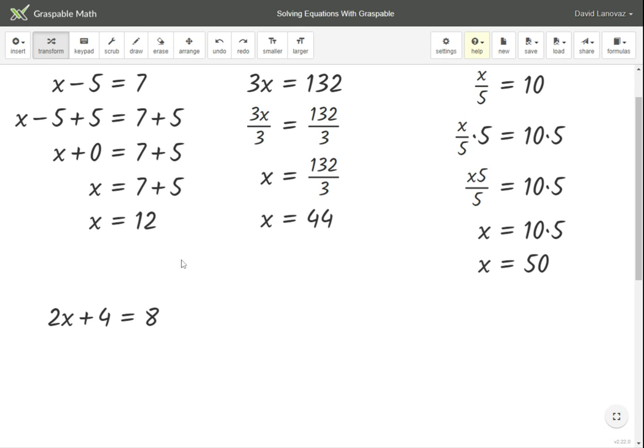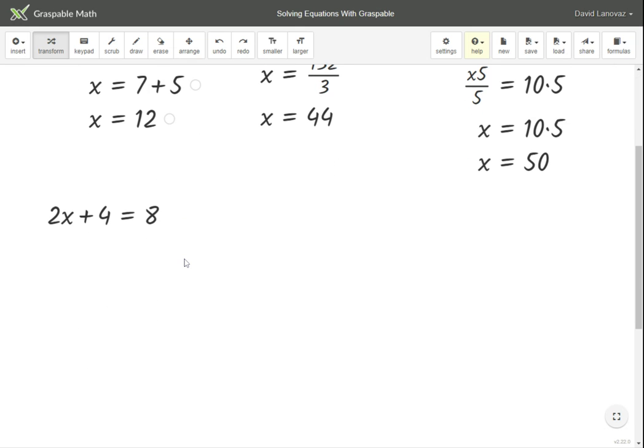So that's how we can solve single-step equations. Let's also look at a two-step equation. Same idea here. Here we have 2x plus 4 equals 8. Our goal is to solve for x. We want to get the x term on one side of the equation all by itself. To do that, first we undo this plus 4.